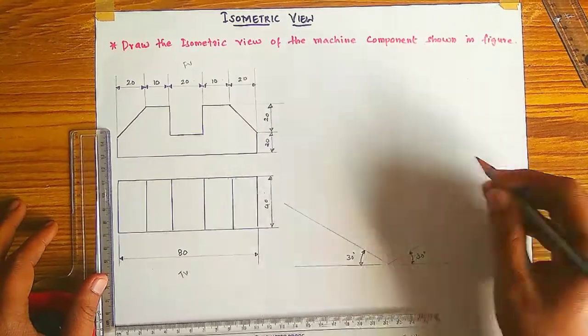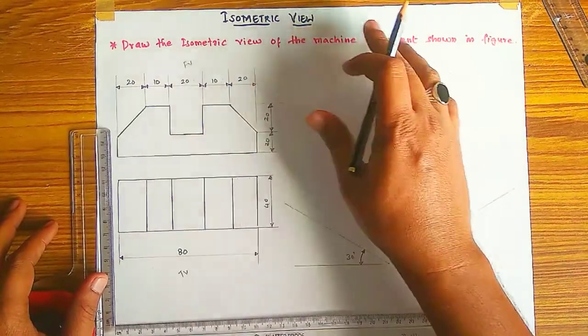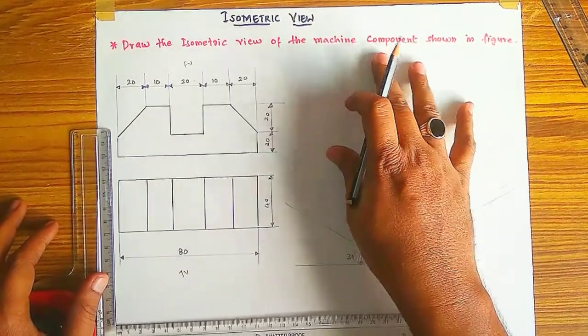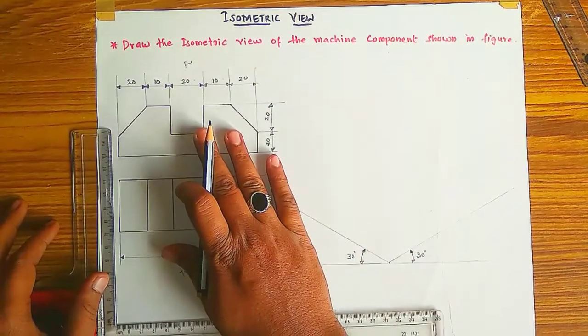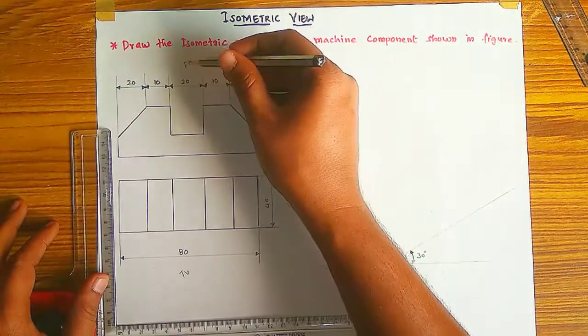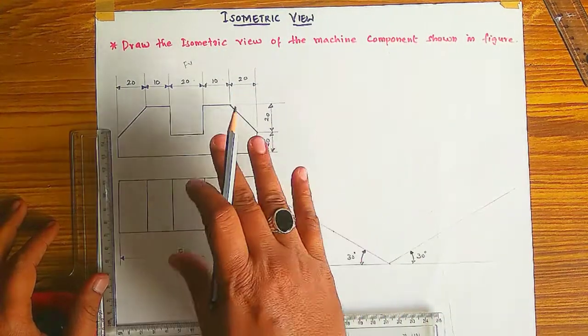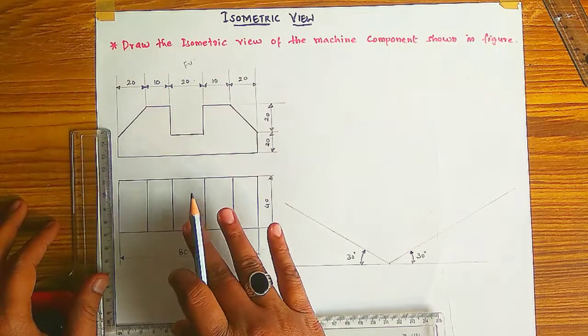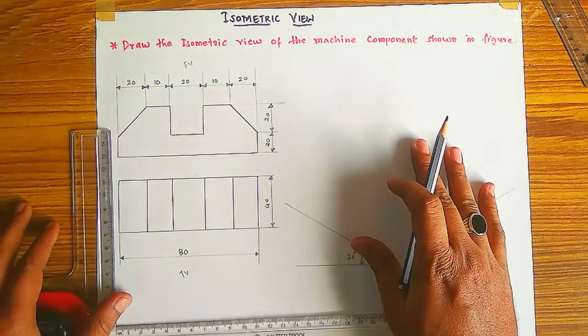Today I am going to explain the isometric problem: how to draw the isometric view of a machine component. In the question, the orthographic view is given. This is the front view and this is the top view. I will explain how to draw the isometric view from the front view and top view.